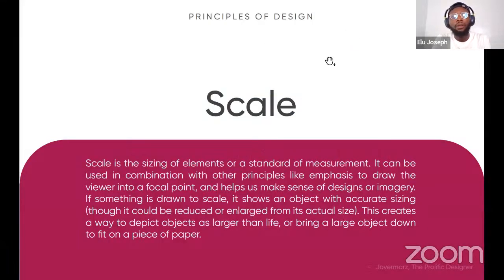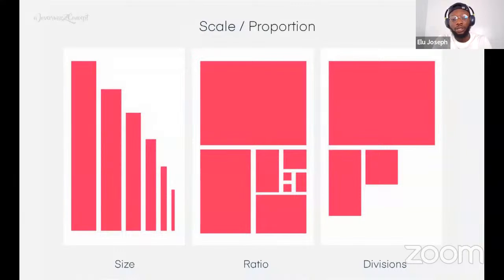Then scale. We talked about scale. Some people call it proportion, right? It's just the way elements are sized. Big, big, big, small, small, small, any size. That's scale for you. Straight to the point. As you can see, it can be in size, in ratio, or in division.